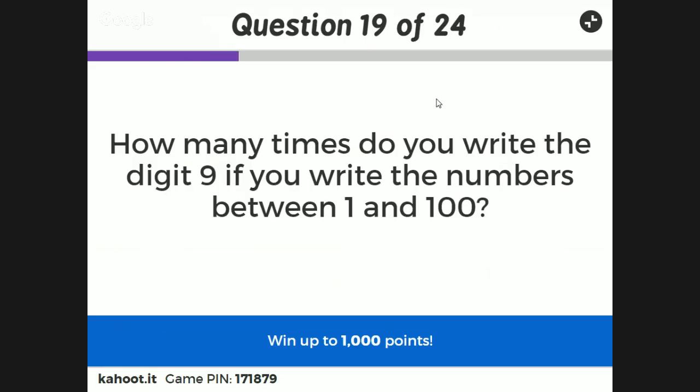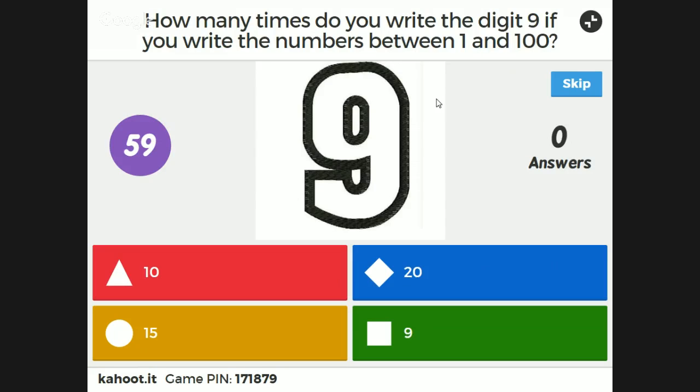Question 19. How many times do you write the digit 9 if you write the numbers between 1 and 100? You've got a minute for this one.